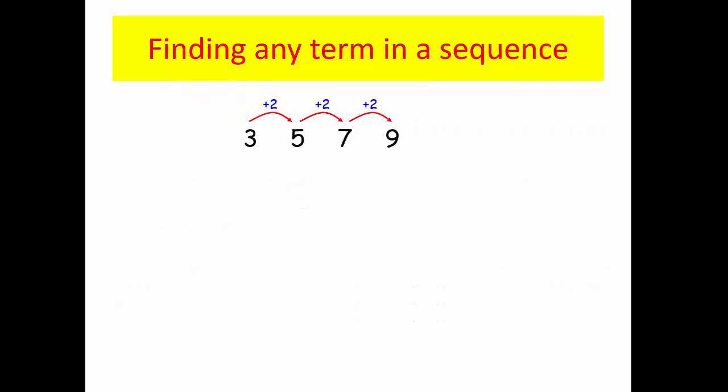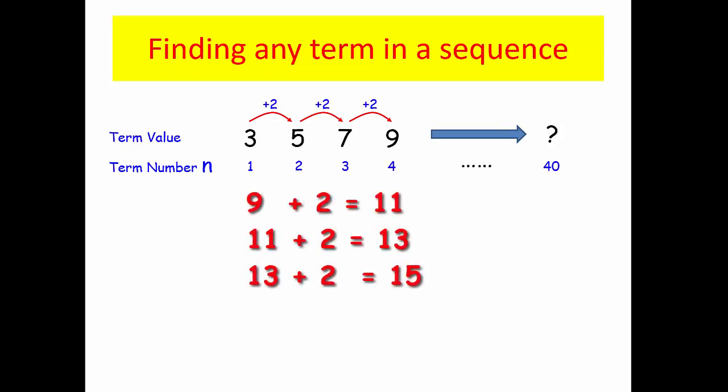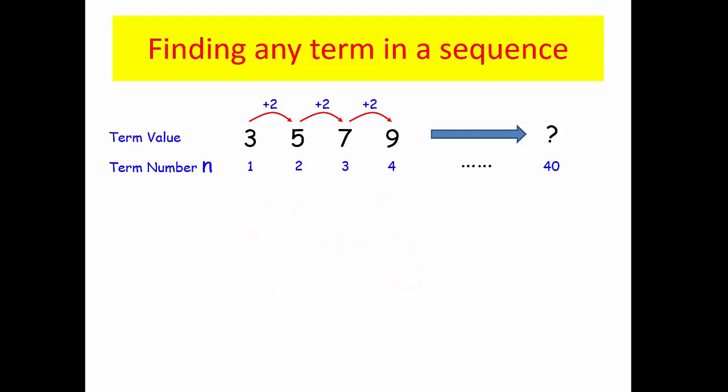Let's look at this a little bit deeper. I've got the term values 3, 5, 7 and 9. I've got the term numbers 1, 2, 3 and 4, and I'll refer to them as that, term number n. I want to be able to predict any number in the sequence. Let's say, for example, I wanted to predict the 40th term in the sequence. How would I do it? Well, I can do that now by simply adding 2 to each term until I get to the 40th term. And that'll take a while. 9 plus 2 is 11, 11 plus 2 is 13, 13 plus 2 is 15, and eventually I'll get to the 40th term and find out its value that way.